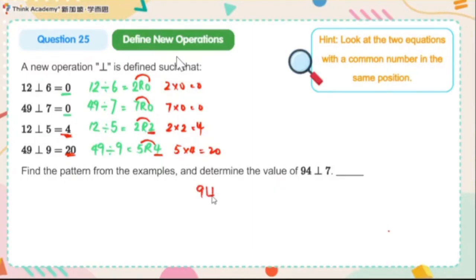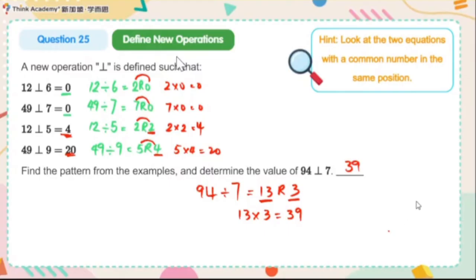Then finally, let's try 94 per 7. So we do 94 divided by 7, which is 13 remainder 3. I see someone very kindly wrote the workings for me. Thank you so much. Then we take the quotient and the remainder and multiply. 13 times 3 is 39. And with that, I have figured out my answer. It is 39. Okay, so that is it for this problem.